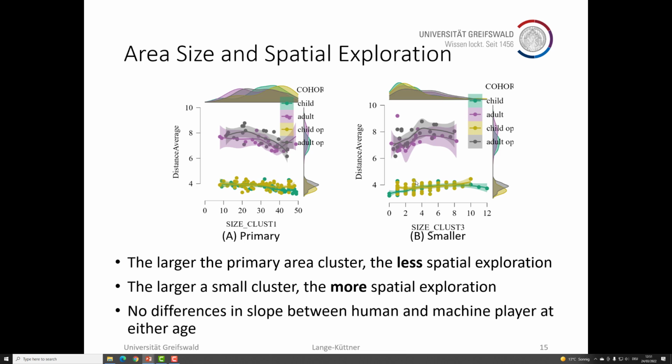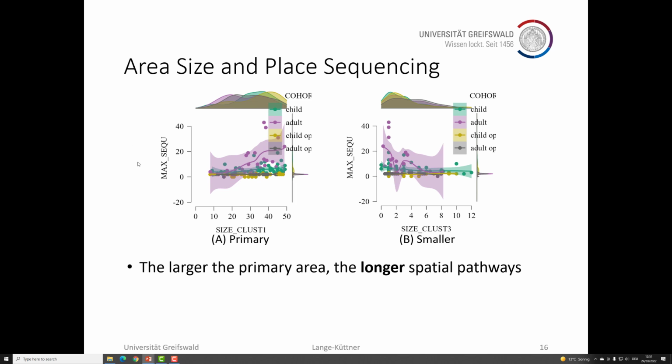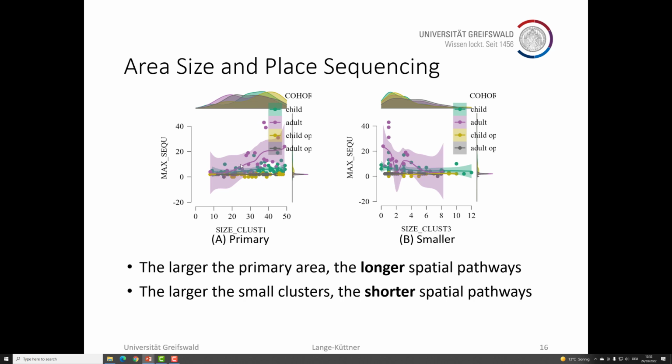And there are no differences in slope between human and machine player at either age. Now, this is the visualization of area size and place sequencing. What we find here is the same: the primary area on the left and cluster 3 for the smaller area on the right. So the larger the primary area, the longer the spatial pathway. This is the maximal sequence. And the larger the small cluster, the shorter the spatial pathways. This was especially pronounced in human adults.